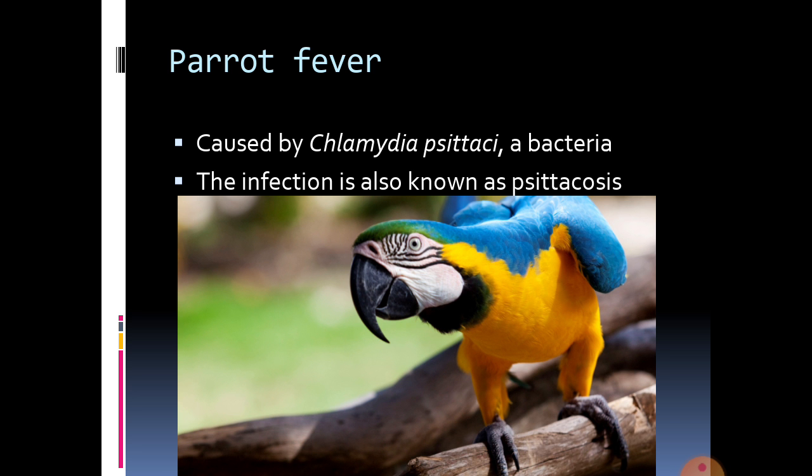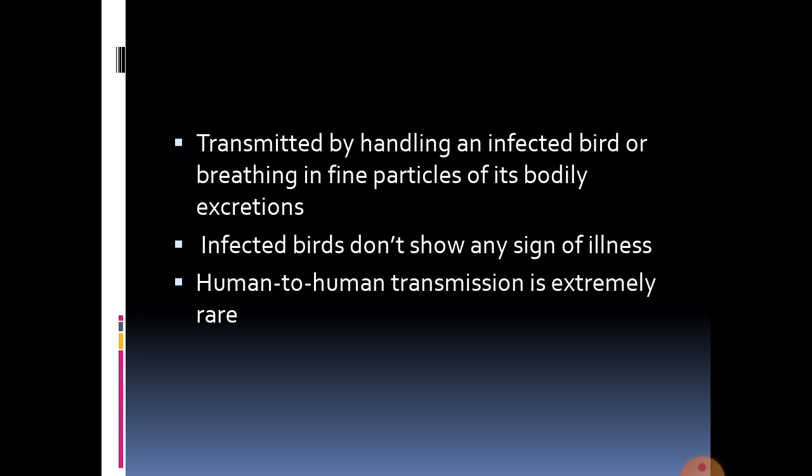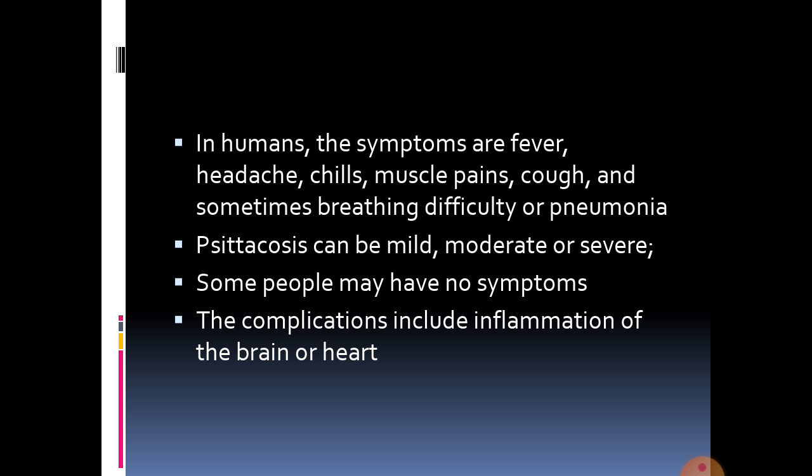The infection is also known as Cysticercosis. It is transmitted by handling an infected bird or breathing in fine particles of its bodily excretions. Infected birds don't show any sign of illness. Human to human transmission is extremely rare. In humans, the symptoms are fever, headache, chills, muscle pain, cough and sometimes breathing difficulty or pneumonia. Cysticercosis can be mild, moderate or severe. Some people may have no symptoms. The complications include inflammation of the brain or heart.